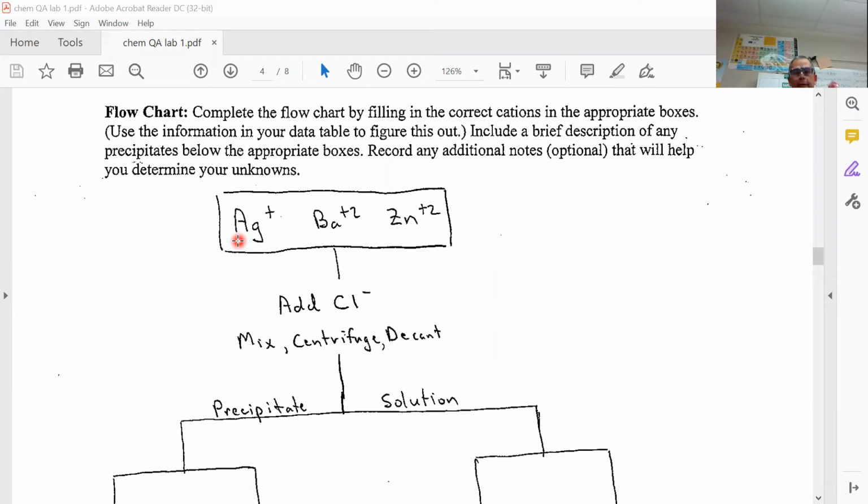It could have silver in it, could have barium, could have zinc, could have silver and barium, silver and zinc, barium and zinc, could have all three, it could have none. So 0, 1, 2, or 3 of these ions. And you're going to tell me yes or no for each of the possible ions.